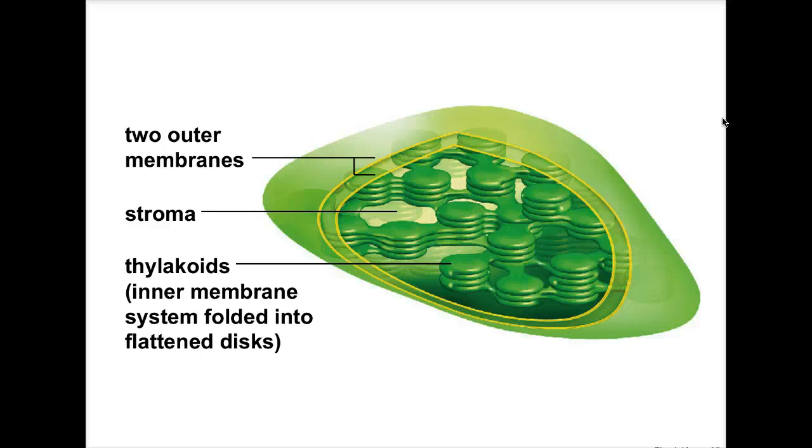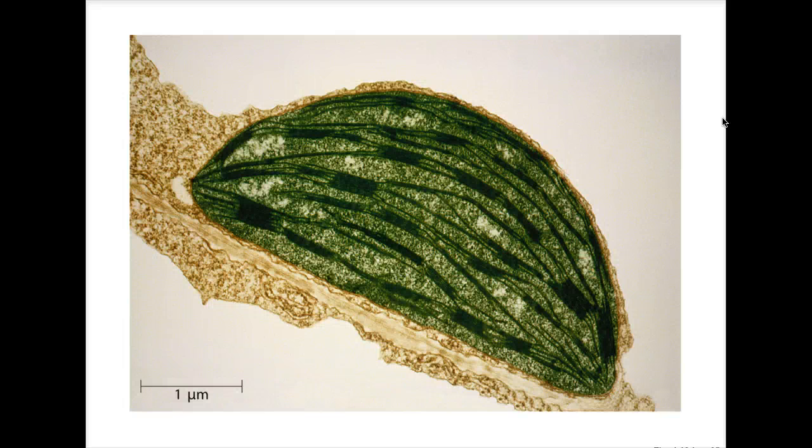Again, like I said, the structure of the chloroplast is similar to a mitochondria. You have an outer and an inner membrane. But then the inner membrane is folded into flattened discs, and it is those flattened discs that contain the pigments responsible for the first part of photosynthesis, which again we'll discuss in week 3. Here's an electron micrographic image of a chloroplast.